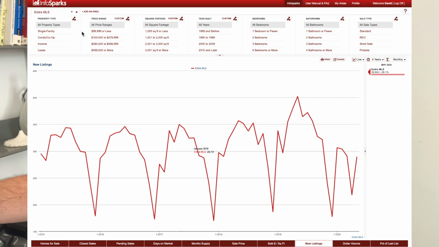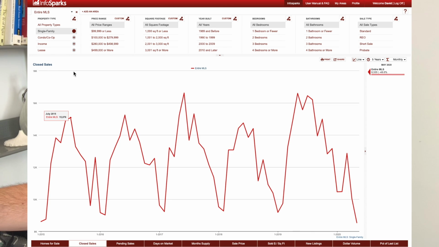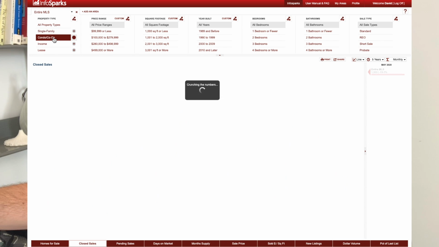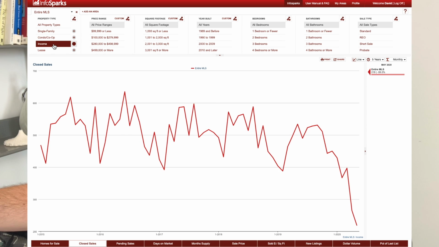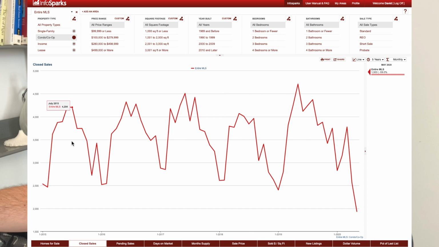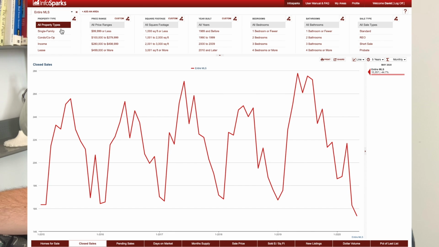Now let's just look at this again real quick. I'm just going to look at closed sales for now, right? These are the number of closed sales. This is single family, notice the pattern. These are condos, same pattern. Income property, much different. But look here, this baseline right here is 500 units. In condos, this baseline is about 3,500 units. Single family, I would say the baseline is probably somewhere around 13,000. But all properties in the entire MLS follow the same pattern.